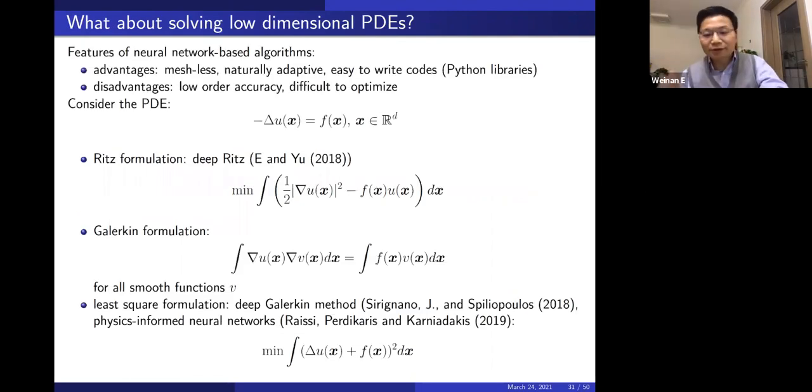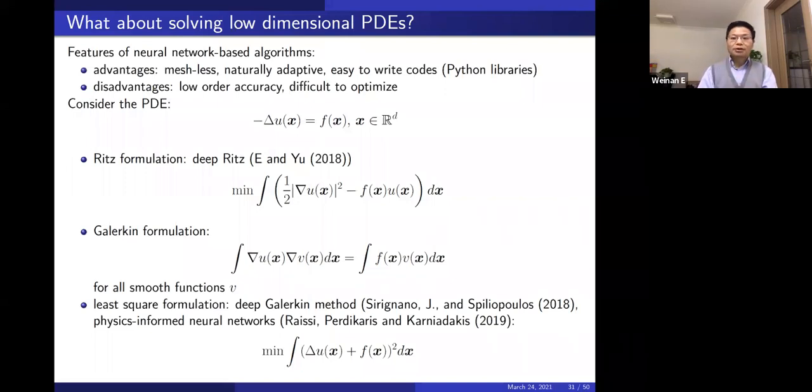So what about solving? I've said a lot about solving high-dimensional PDEs. What about solving low-dimensional PDEs? There's also a lot of talk about solving low-dimensional PDEs, like the 3-dimensional Navier-Stokes equation, using neural network models. Here, I think the situation is very confusing. I think there's a lot of confusion. Well, to begin with, there are some advantages of neural network-based algorithms.